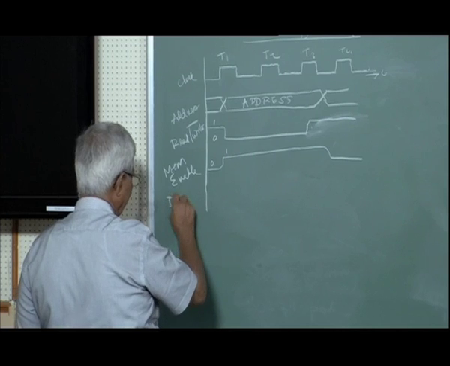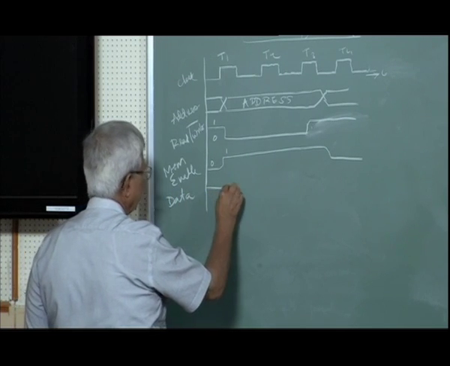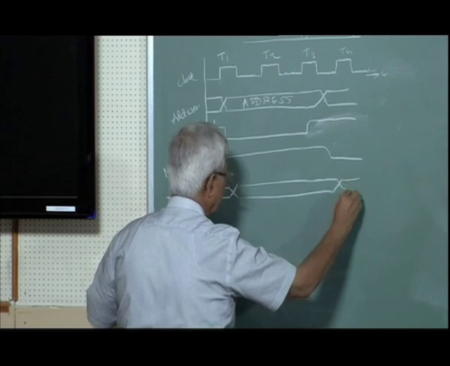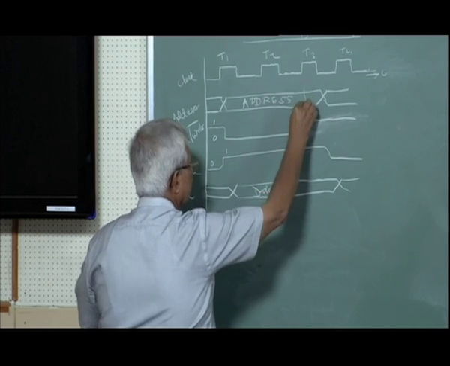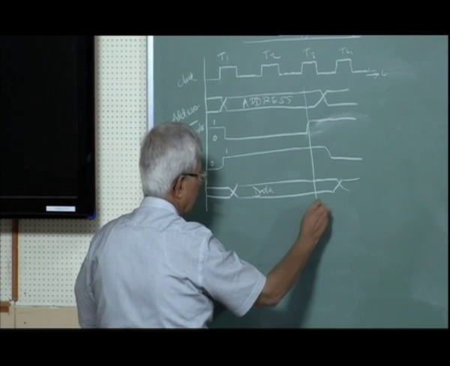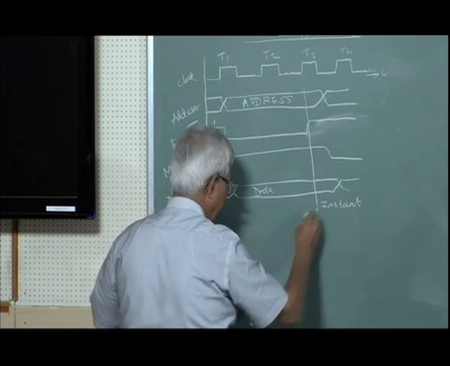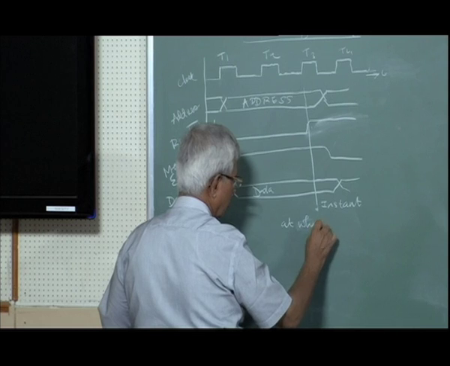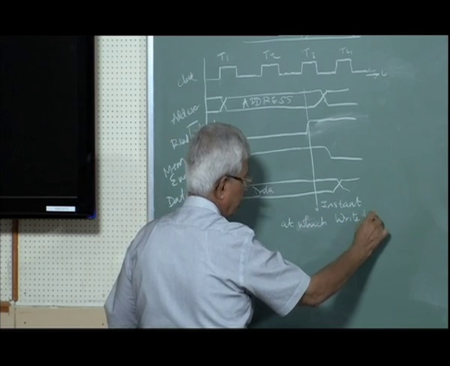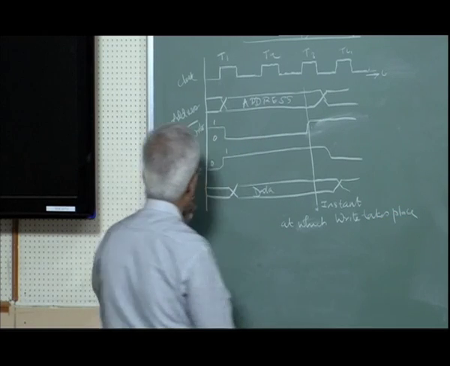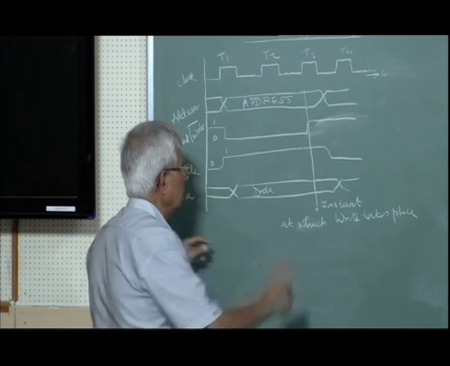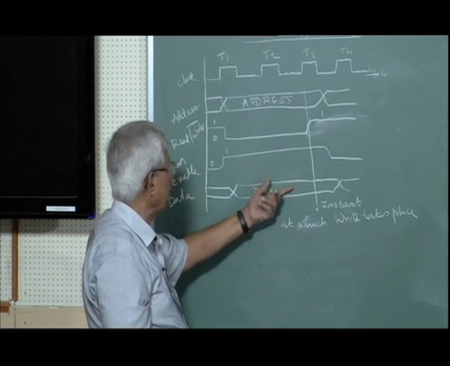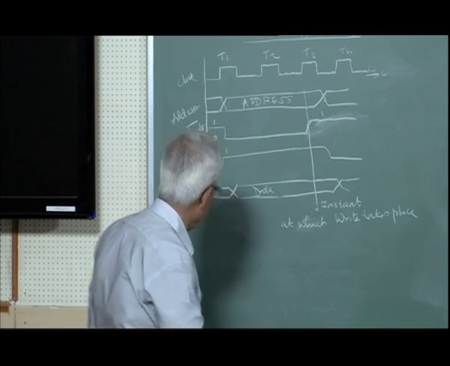Then I place the data I want to write into the location, and keep it till almost the end of T3, and the actual writing takes place here. This is the instant at which the write takes place. When the read write signal goes 0 to 1, at this point in time, whatever data you put will be written in the location given by this address. This is the memory write cycle.